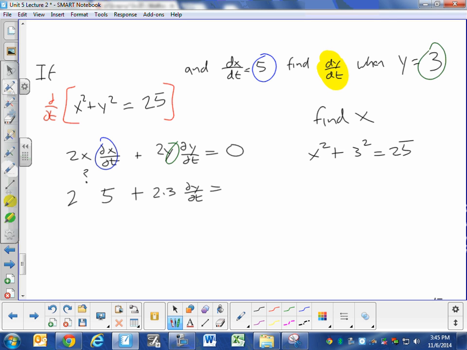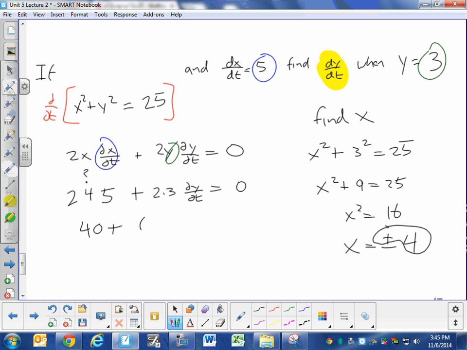3 squared is equal to 25 because this is important. X squared plus 9 is equal to 25. X squared will equal 16. X will equal plus or minus 4. Well, do I use plus or minus 4? I'm going to use plus 4 because we're going to deal with distances. So I'm going to always talk about positive distances. So you get 20 times 2, that's 40. You get 6 dy dt equals 0. dy dt is equal to negative 40 over 6, which is negative 20/3.